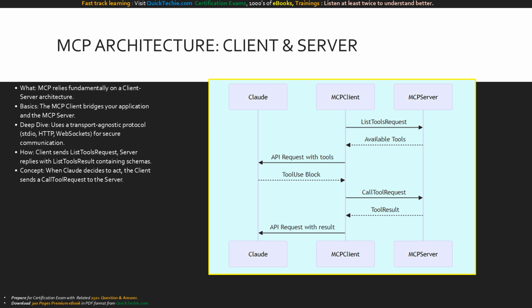When Claude decides to act, your MCP client sends a call tool request to the server, which executes the action and returns the result. It is a brilliant separation of concerns. Let's walk through this sequence diagram to see the full MCP lifecycle.